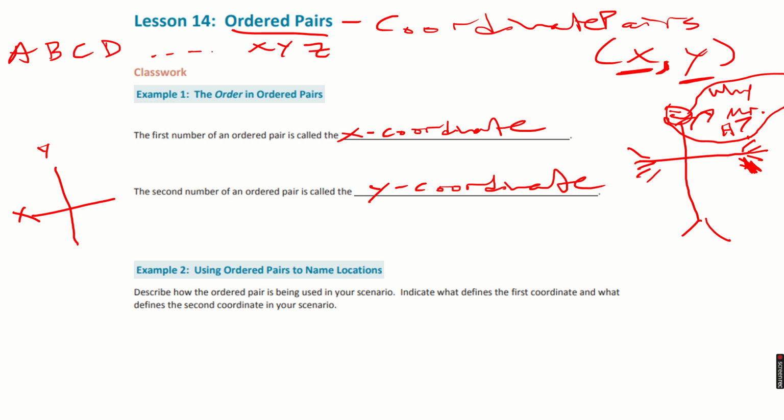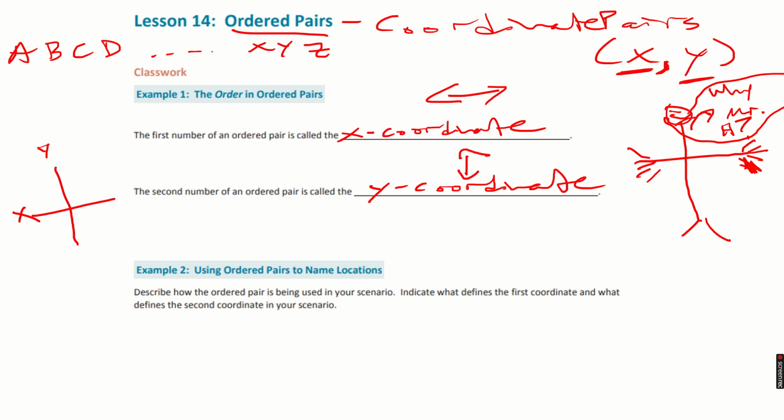And so the first and second numbers in an ordered pair or in a coordinate pair are x comma y in that order. And so x would then represent the left and right direction of how far you move from 0 or from the center point, the origin. And the y coordinate or second one would tell you how far to move up or down in comparison. All right, so we're going to describe how the ordered pair is being used in your scenario, indicate what defines your first coordinate, what defines your second coordinate in your scenario.